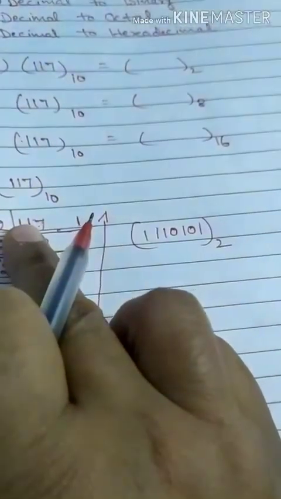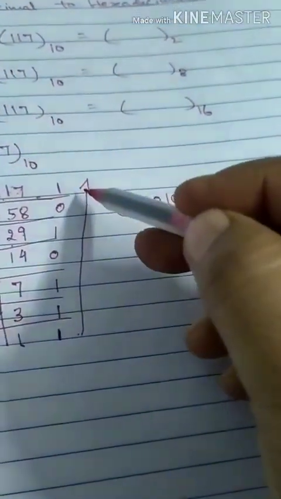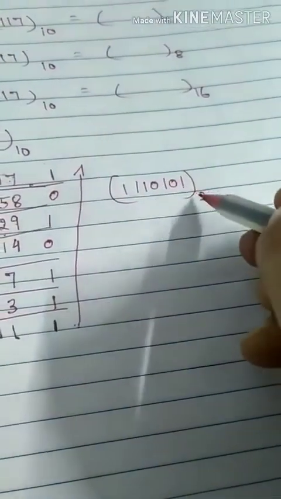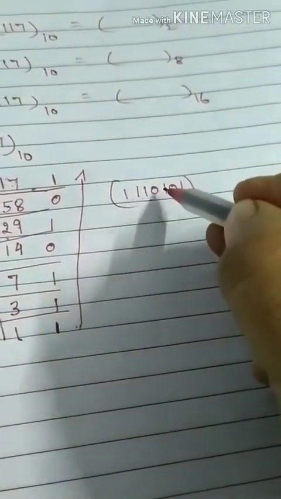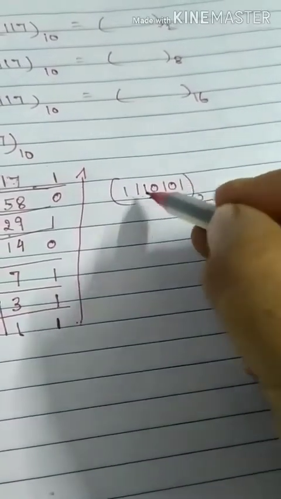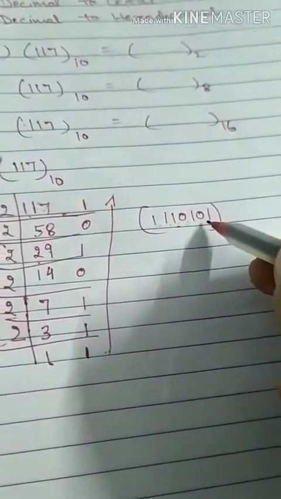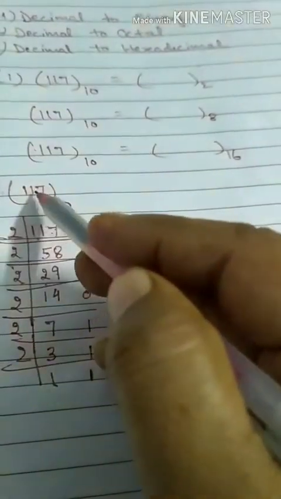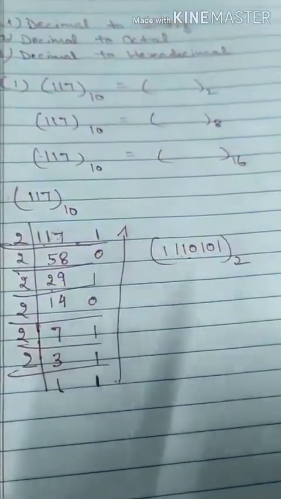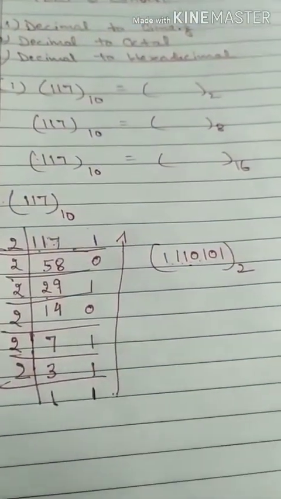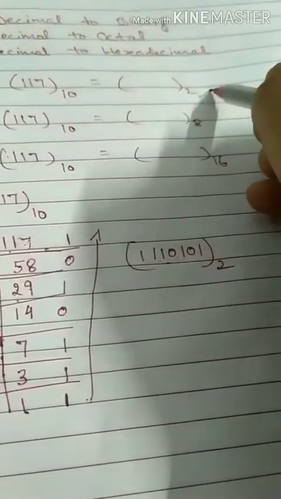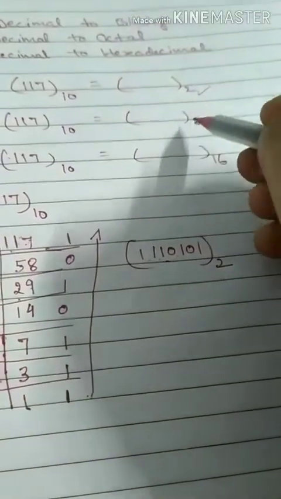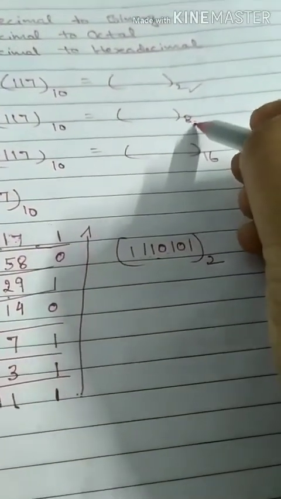This decimal number is now converted into a binary number, and this binary number is 1110101, which is the binary of the decimal number 117. Understood? Is this clear? Now come to the next.